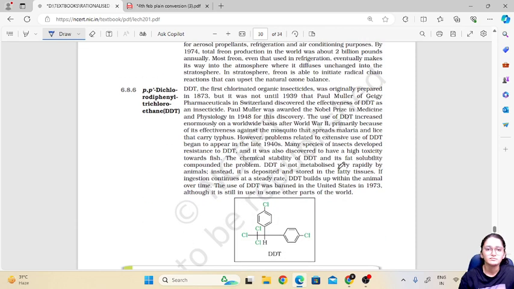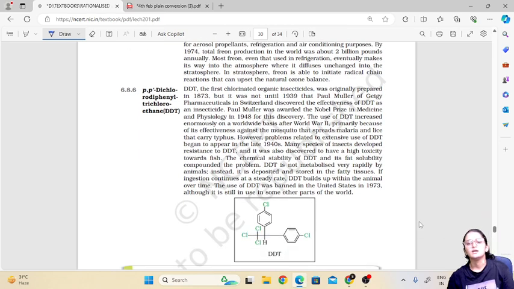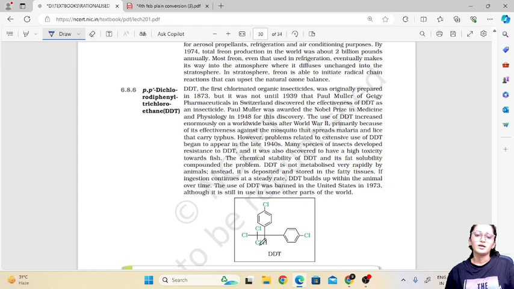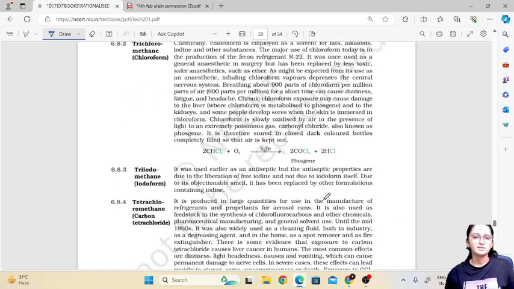Then para-dichlorodiphenyltrichloroethane, which is commonly known as DDT, which was used in World War II, and nowadays is used to kill insects. So this is the DDT structure. The name is para-diphenyl trichloroethane, that is DDT. And with this we finish the chapter on haloalkanes and haloarenes.